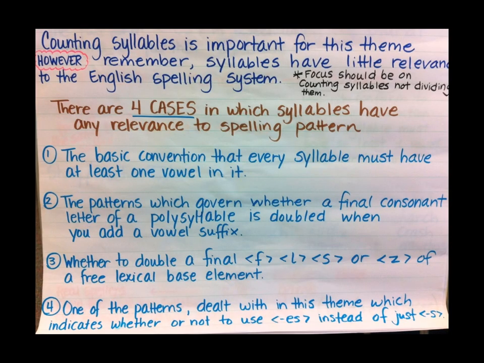There are 4 cases in which syllables have any relevance to the English spelling pattern. The basic convention that every syllable must have at least one vowel in it plays in here. The patterns which govern whether a final consonant letter of a polysyllable is doubled when you add a vowel suffix, whether to double a final F, L, S, or Z of a free lexical base element. One of the patterns dealt with in this theme indicates whether or not to use es instead of just s.